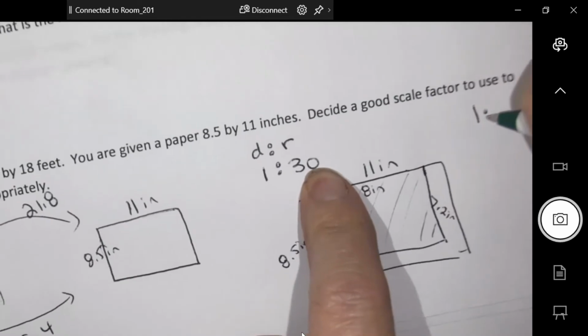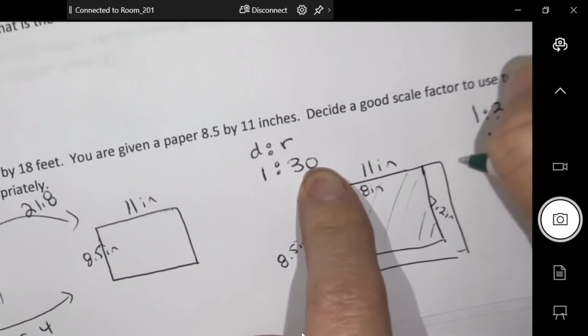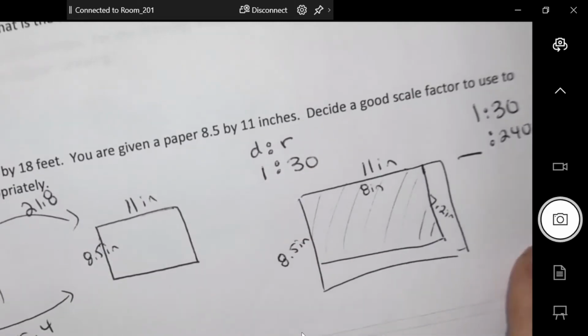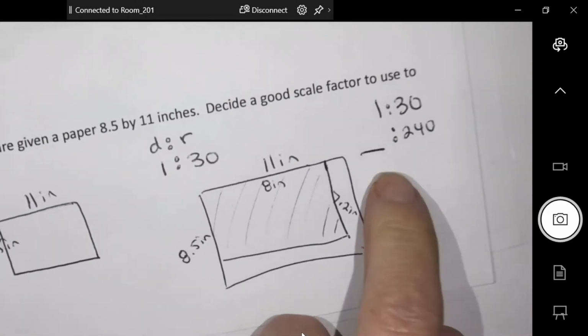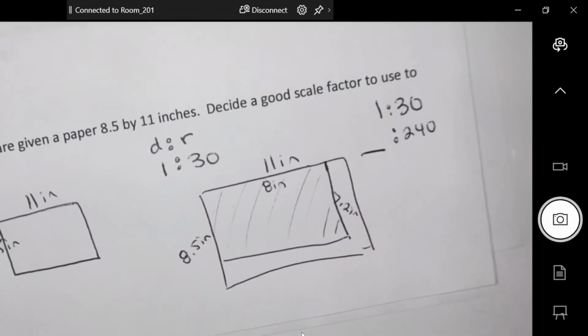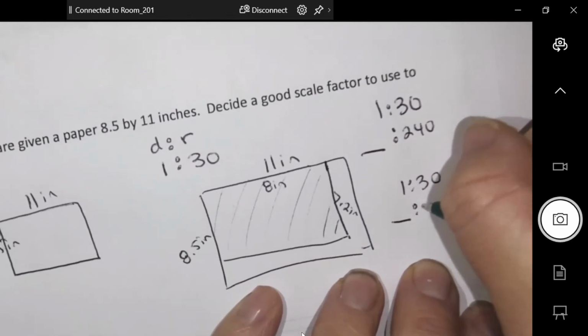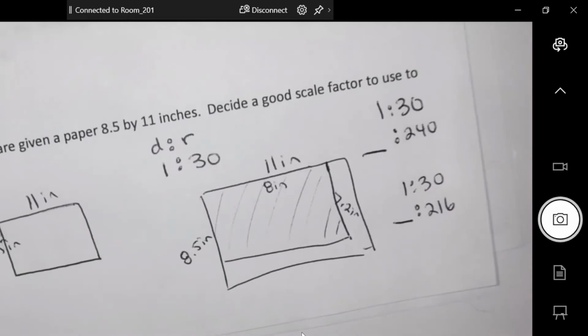Here's basically what I did in the long way. There, that's what I did, Reese. 1 to 30 would be what to the 240. That's why I divided. Yep. 1 to 30 would be what to the 216. Yeah. Sorry, I kind of skipped that step. I just knew I needed to divide it to make it smaller. Bless you.